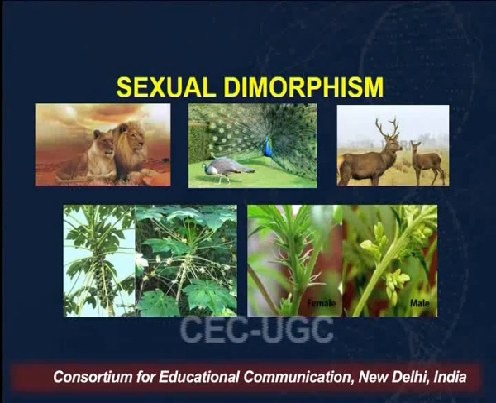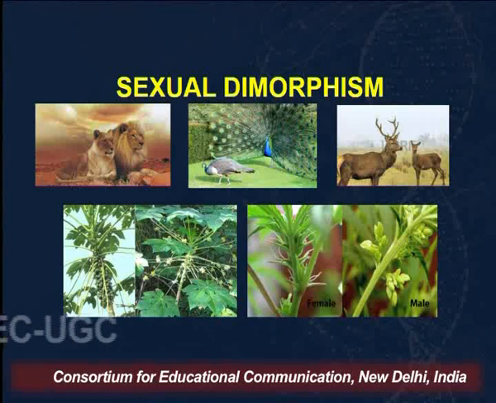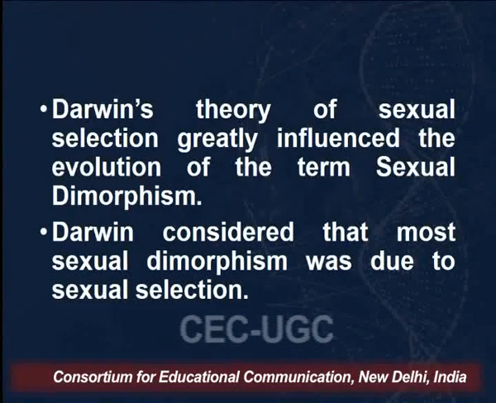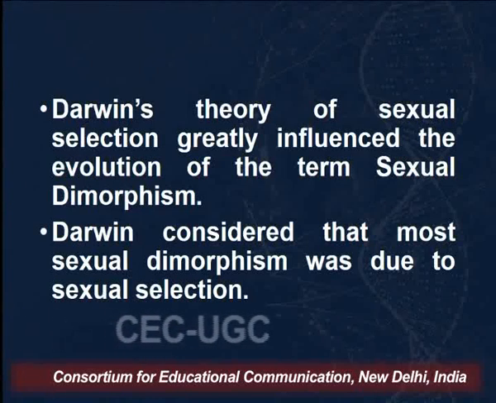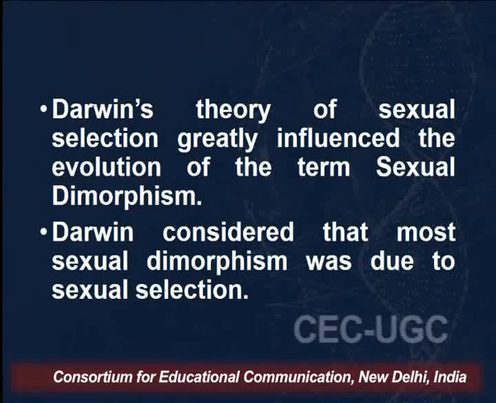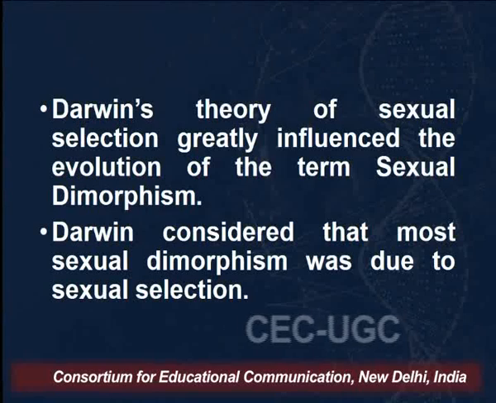And among plants, the classical examples being the male and the female papaya plants and the male and the female hemp plants, that is the cannabis plants. Actually, this idea of sexual dimorphism was also given a clear understanding by the work of Darwin, because Darwin's theory of sexual selection was influenced by the fact that he said that the idea of sexual dimorphism influences greatly the sexual selection. Now, what does it mean? It means that most of the sexual dimorphism was due to the sexual selection process.